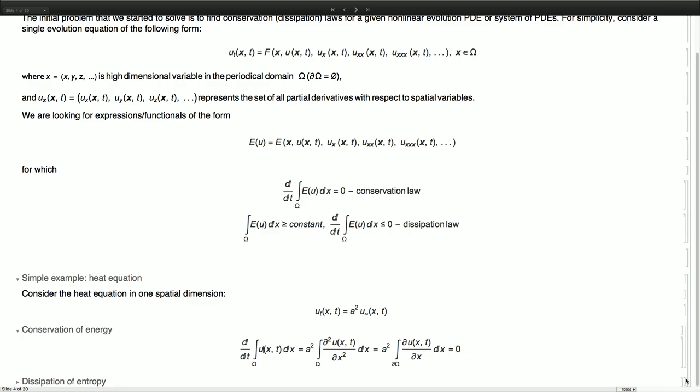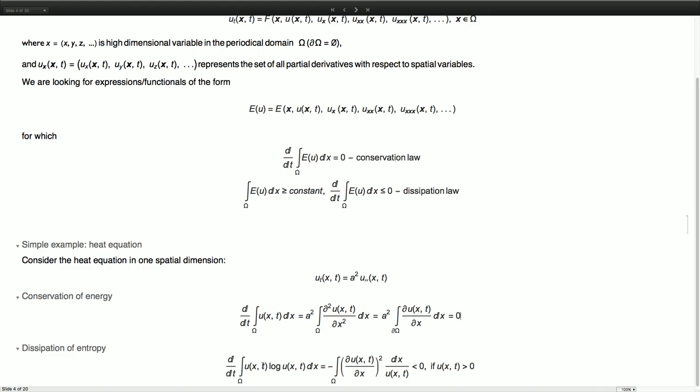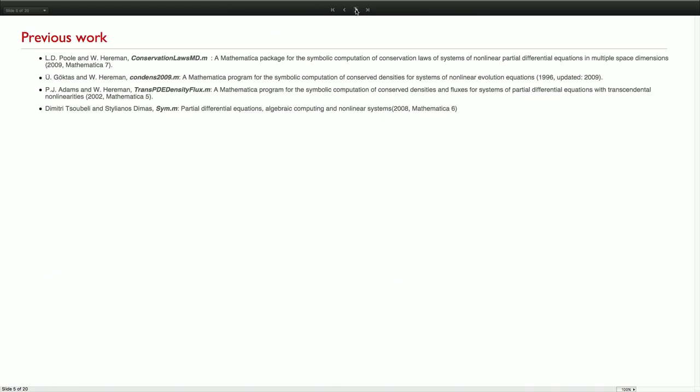And let's go to the... It's not open. Okay, and with some similar computations, we will get that this quantity is dissipated. Okay, let's go forward.